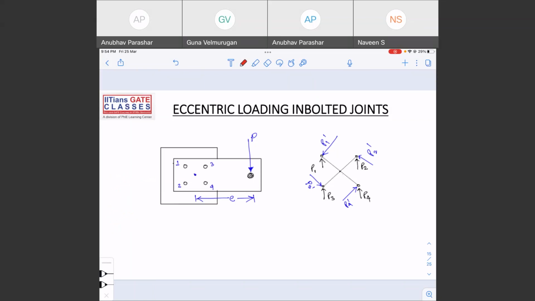Okay, we'll come to the important point. Whenever this kind of loading is applied, there are two types of loading that are withstood by the bolts. First of all, that is the direct shear load. For the system to be in equilibrium, the summation of force in the y direction has to be zero. So there is a force P in the downward direction, so there has to be a force P in the upward direction. Who is going to apply the force P in the upward direction? The bolts. How?